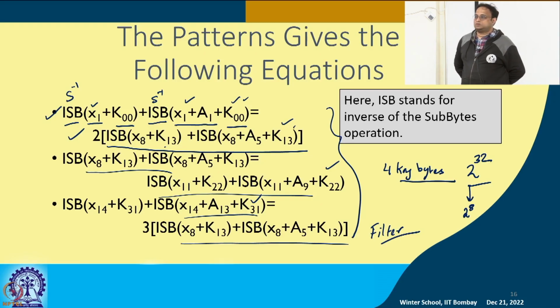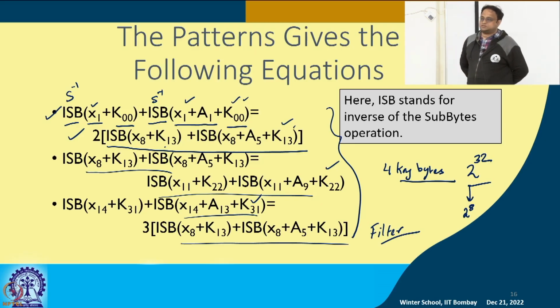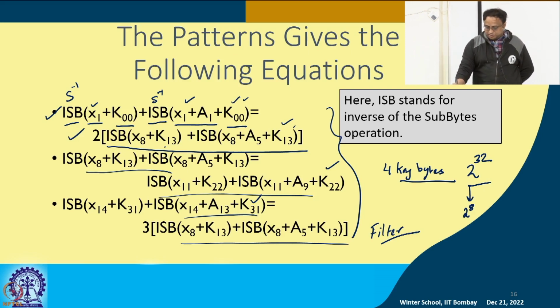1 upon 2 power 16? 2 to the power of 16 or 2 power of 8? You can guess something, that is fixed. So it will be 1 by 2 power of 8. So this probability is 1 by 2 power of 8.